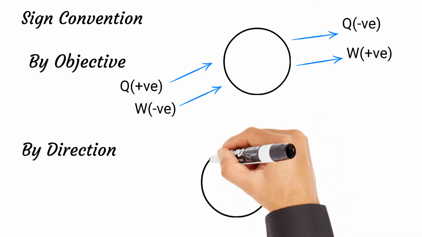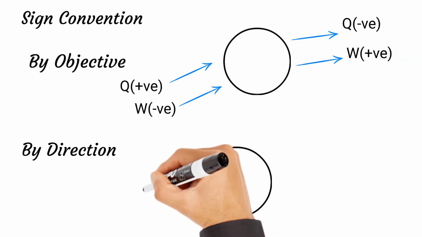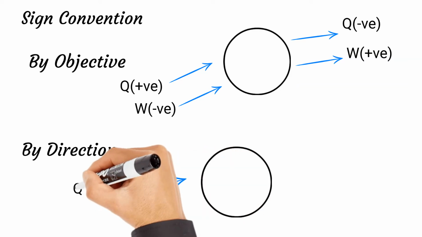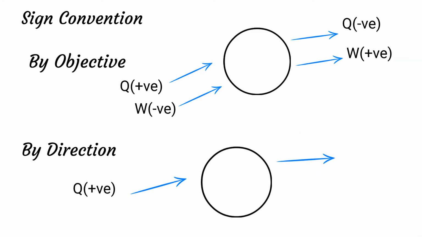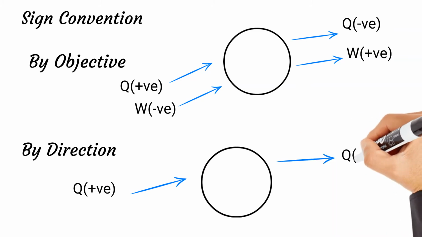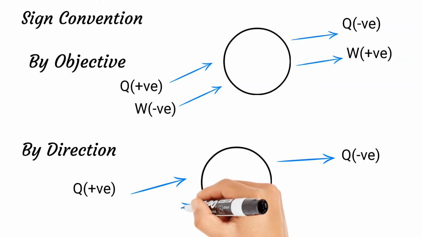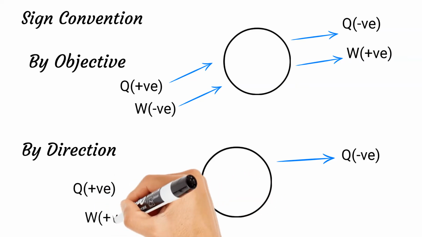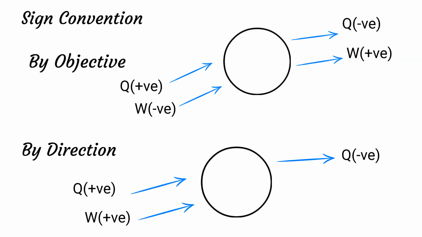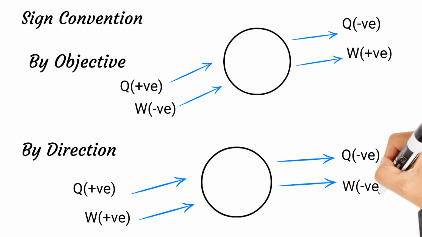By direction, both work and heat going in is positive, and then both work and heat coming out is negative. So Q is positive when heat is supplied to the system. Q is negative when it is given out to the surrounding, while W is positive when going in and W is negative when coming out.